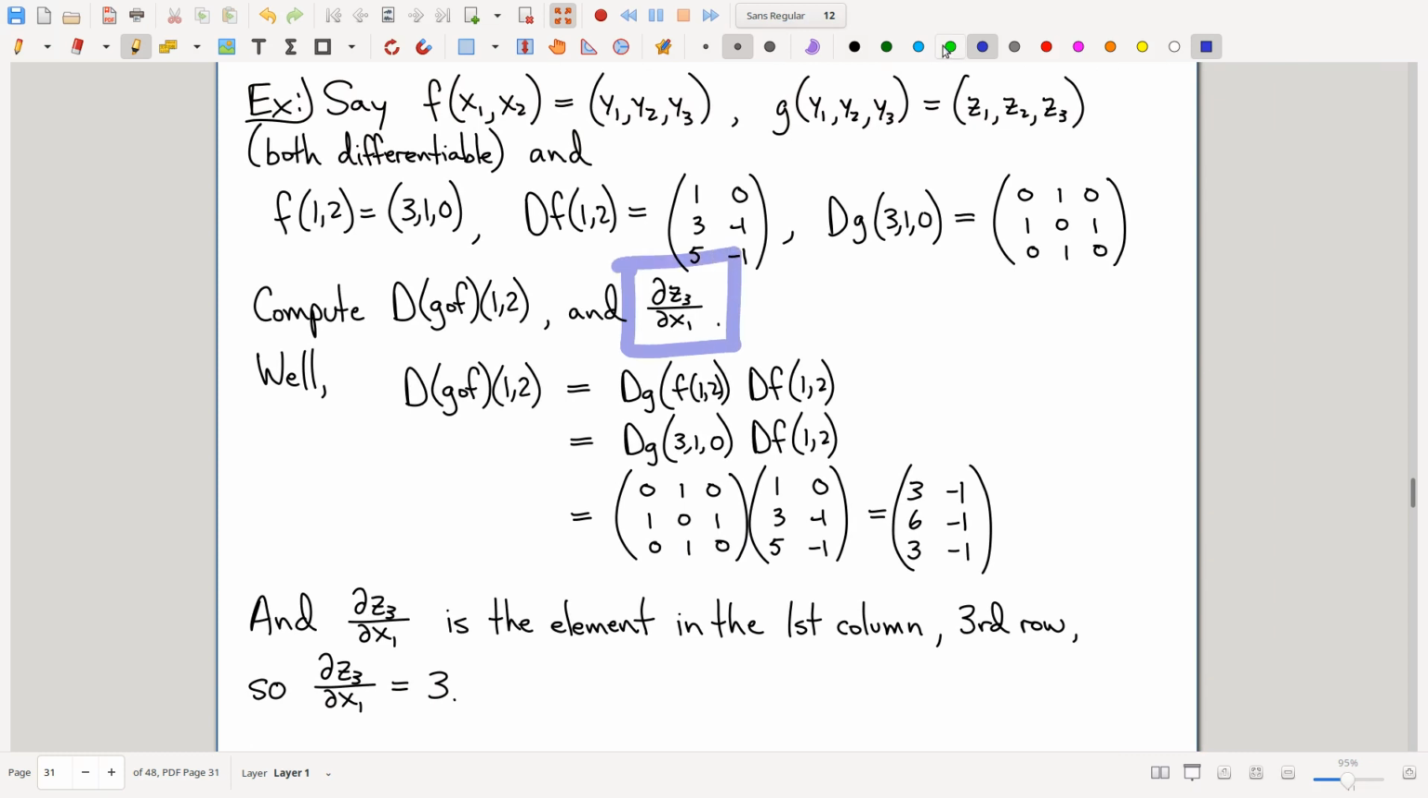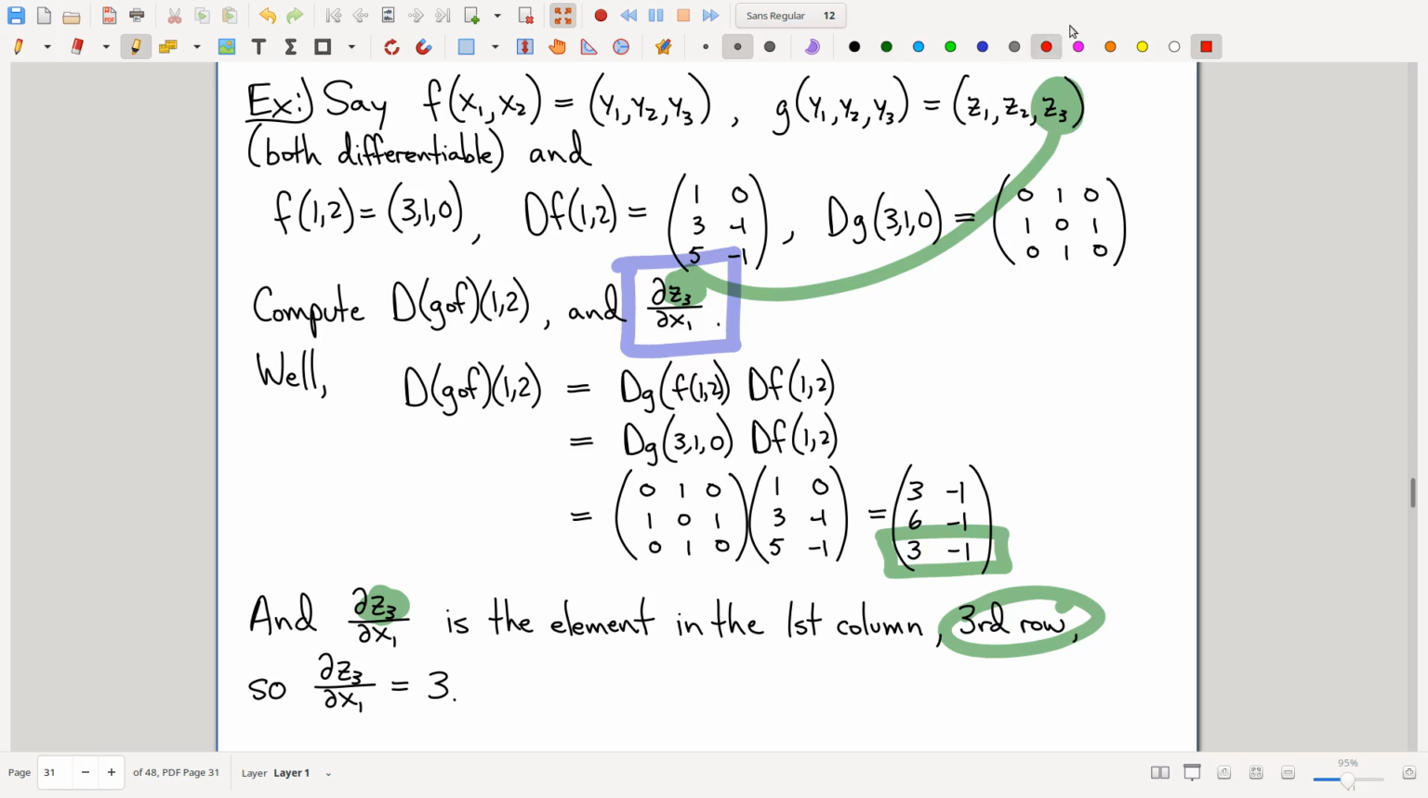Now keep in mind, reminder, Z3 is the third output variable. So for the composition, we're taking a partial derivative of the third output variable. And that means that because we're looking at the third output variable, we're going to be looking at the third row of our derivative matrix. So what we're looking for is in this row, third row, because third output. Remember, outputs correspond to rows.